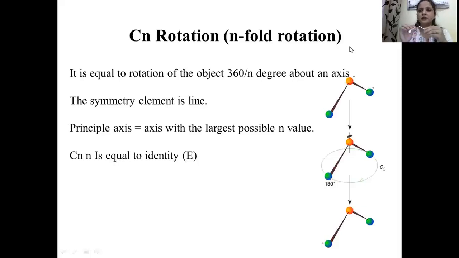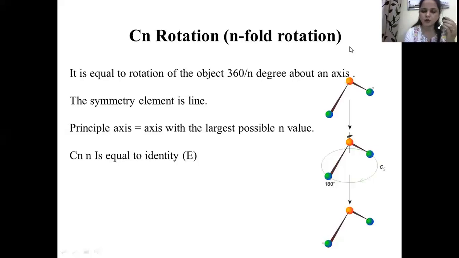As I told you earlier, let's take the example of a water molecule. Suppose this is a water molecule where this is the oxygen atom and these two are hydrogen atoms. If I rotate this molecule by 180 degrees, it gives an identical molecule. So this molecule possesses a symmetric rotation of 180 degrees, so 360 divided by 180 degrees, n is equal to 2. So this molecule possesses a C2 rotation axis.